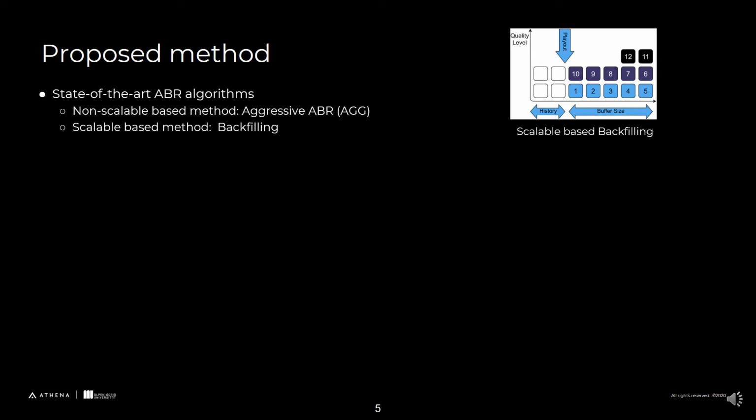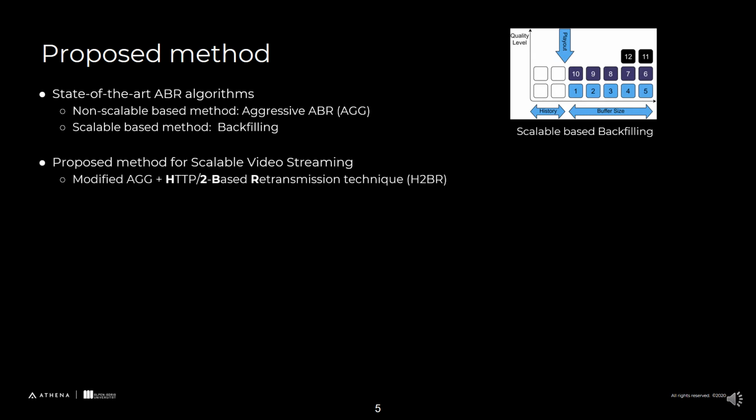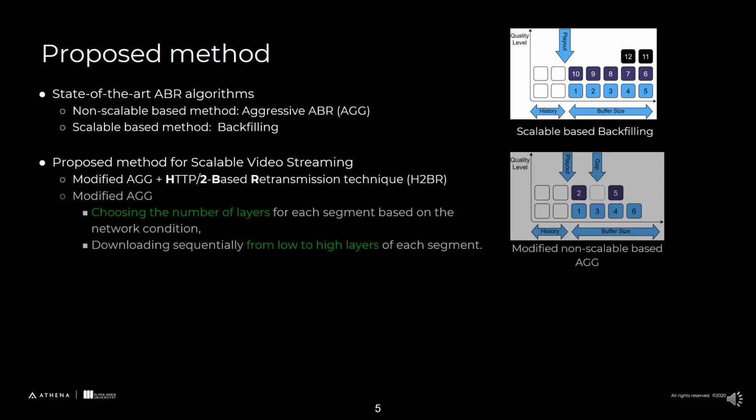Our proposed method is a combination of modified IgG and an HTTP2-based retransmission technique, namely H2BR. In modified IgG, the client chooses the number of layers for each segment based on the network condition, and then downloads sequentially from low to high layers of each segment. For example, the client downloads two layers, layer 1 and 2 of the first segment, and then goes to layer 3 of the second segment.